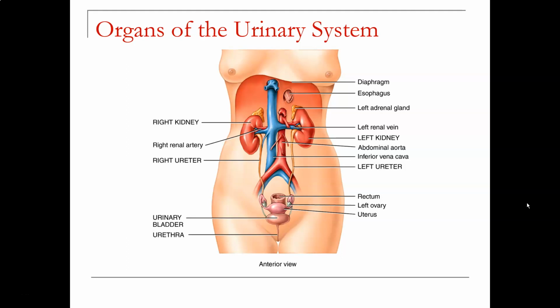In this lecture, we're going to talk about the urinary system, which consists of two kidneys, two ureters, and a urinary bladder, and then one urethra. So two kidneys, two ureters, a bladder, and urethra make up the urinary system.